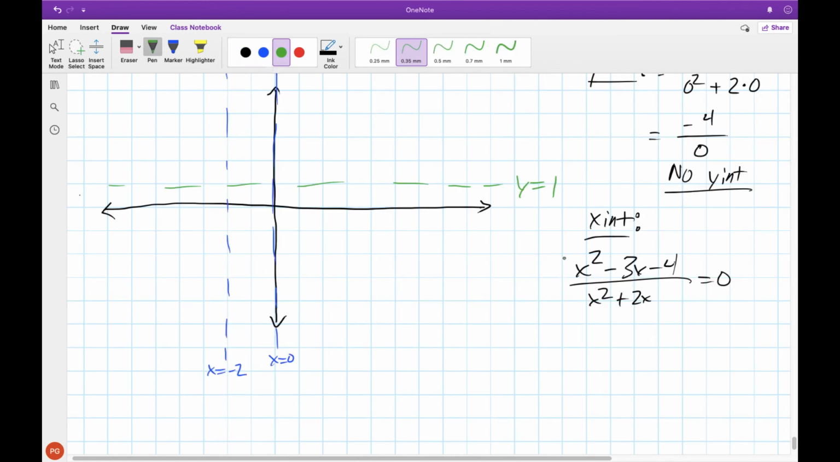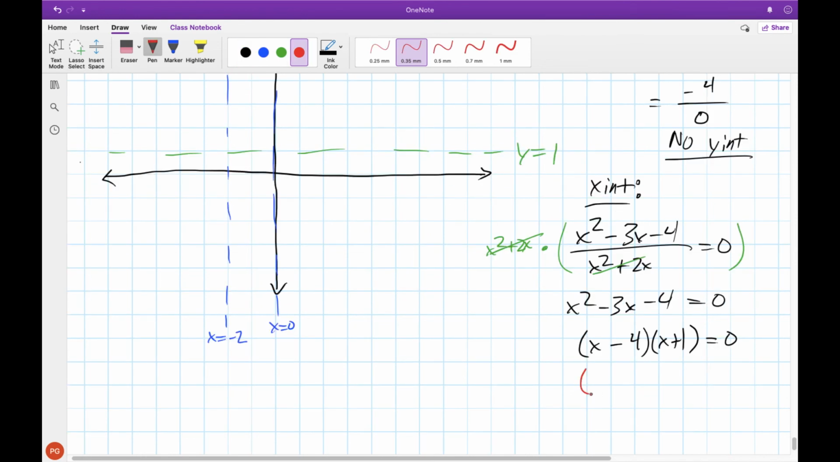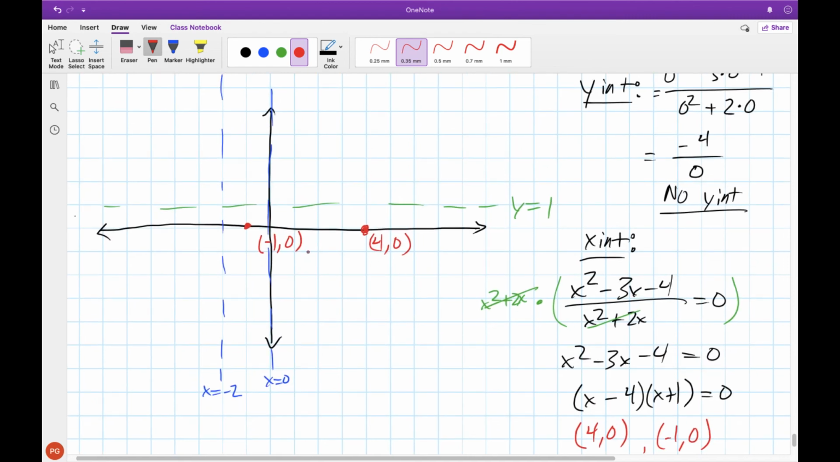For our x-intercept, we're going to set our whole equation equal to 0. In this case, we can multiply both sides of our equation by our denominator. That'll cancel this out, and when we multiply this on the other side, it's just times 0, so this whole thing is going to stay as 0. And to solve this, we need to factor, which if you do, will give you x minus 4, x plus 1. So our x-intercepts will be at 4 and -1. And we can put those on our graph.